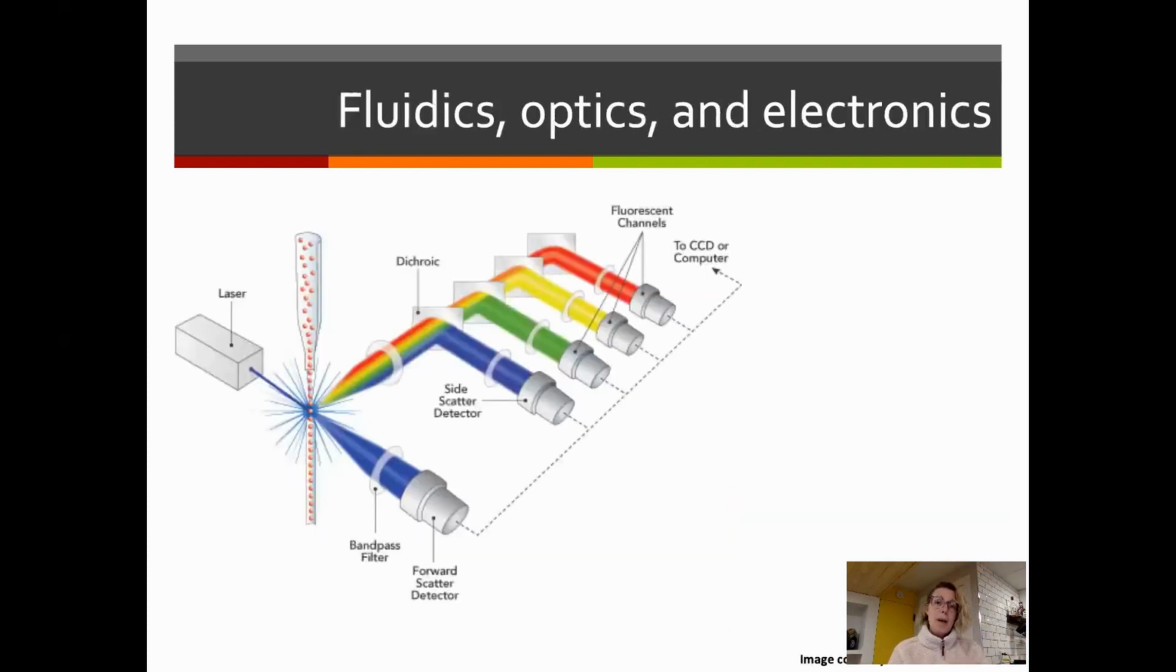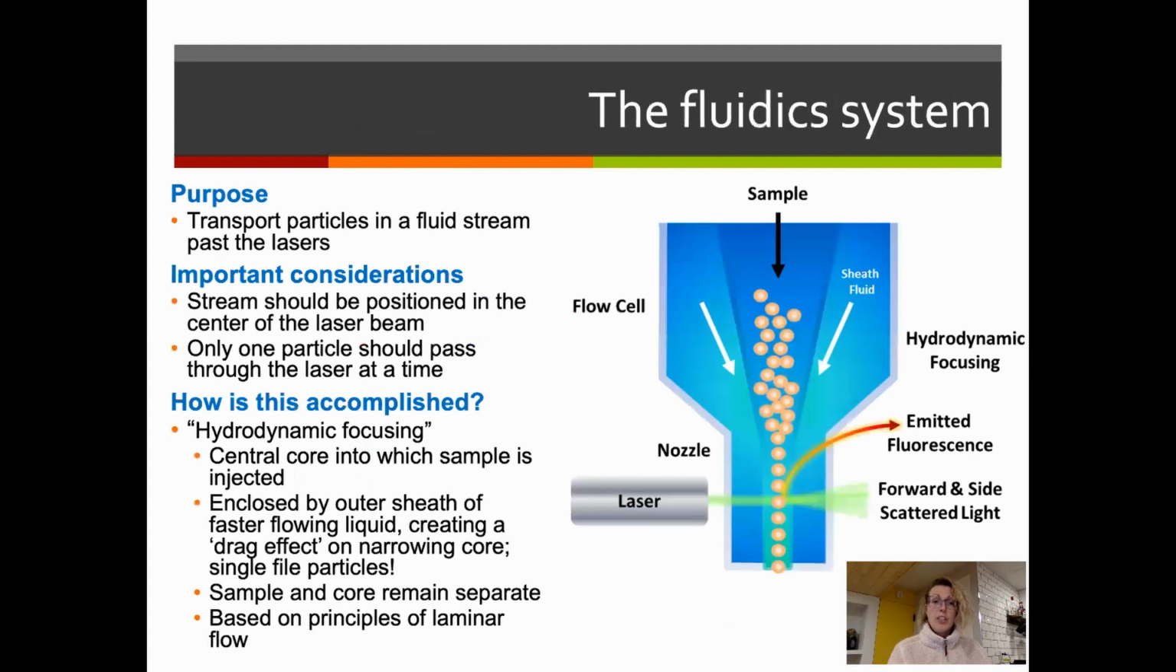So let's loop back to the fluidics, optics, and electronics and dig into each of these a little bit further. So you'll remember the fluidic system. The purpose of this system is to transport your particles in a fluid stream past the laser. This is the flow part of the flow cytometer.